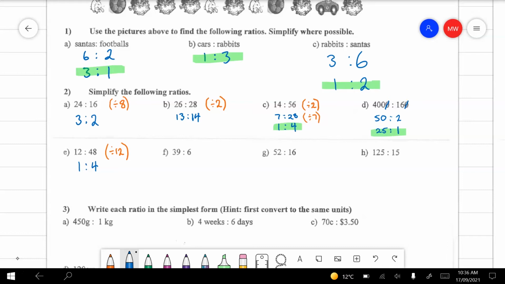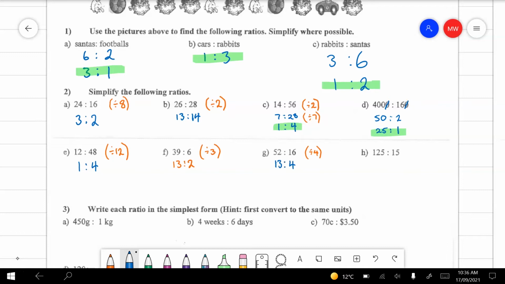3 definitely goes into both of 39 and 6, so I'll divide both by 3, and that will leave me with 13 here. That should have been in blue, but never mind. And 2 here. What will go into 52 and 16? I reckon 4 will go into both of those. So let's try dividing both of those by 4. And I'll end up with 13 to 4.